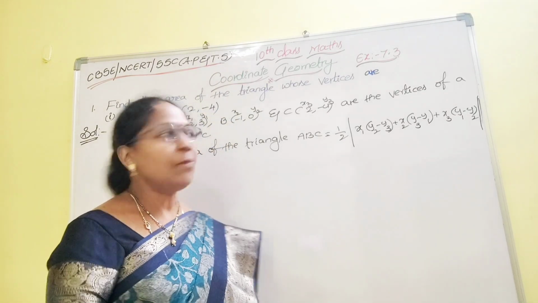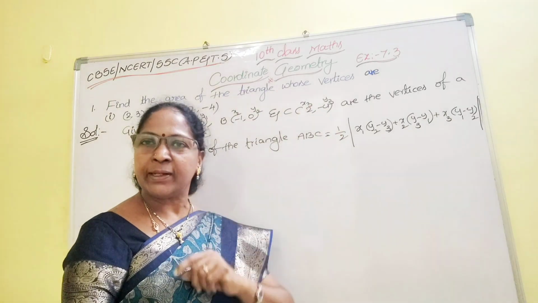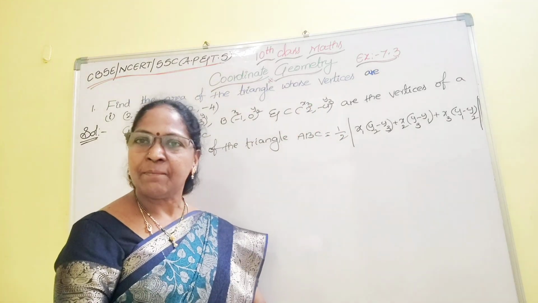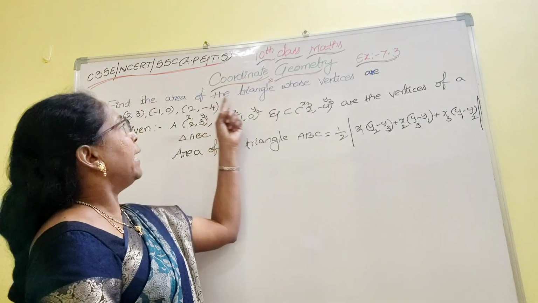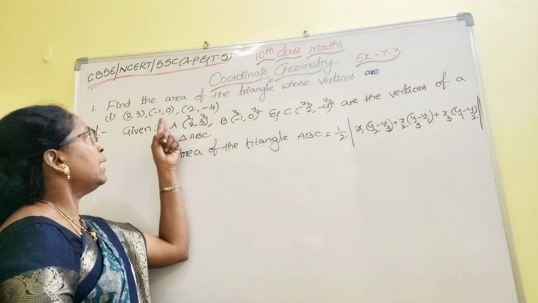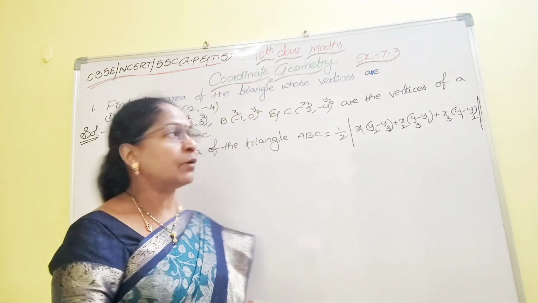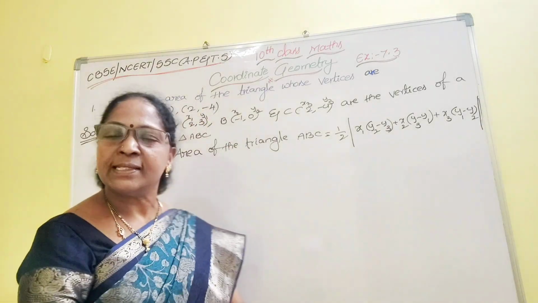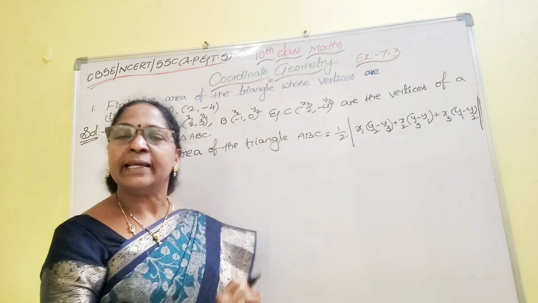Today in this video, I am going to explain coordinate geometry exercise number 7.3. This is from the Telangana Maths textbook. Now in this, question number 1: Find the area of the triangle whose vertices are (2, 3), (-1, 0) and the third one is (2, -4). Use those vertices and you have to find out the area of the triangle.